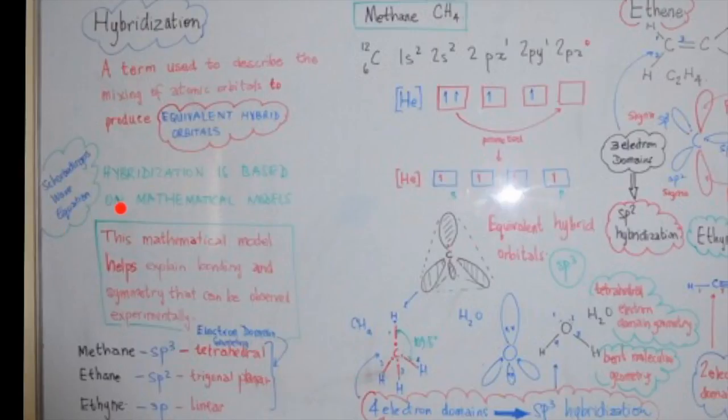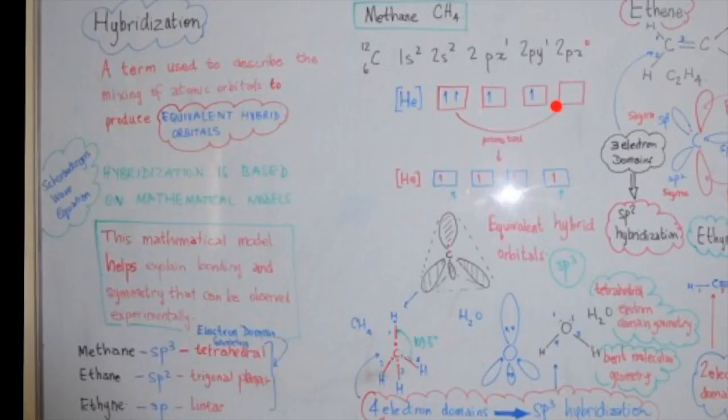The Schrödinger wave equation provides a mathematical model to help explain bonding and symmetry that can be observed experimentally. So as we look at orbital hybridization, we must think of this explanation of mixing of orbitals as a mathematical model to explain what we can observe experimentally in molecules like CH4, methane, which we know contains 4 equivalent sigma bonds. Carbon, with its electronic configuration shown here, has 2 electrons in its 2s orbital and 1 electron in its 2px, 1 electron in its 2py, and none in the 2pz orbital.